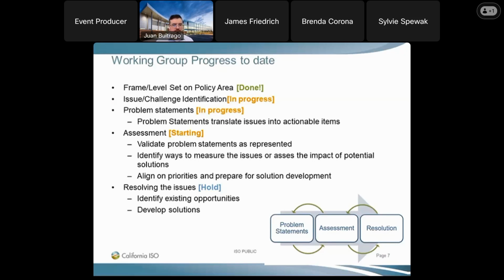which is ultimately the end goal here. So today we're starting the assessment on the CAISO drafted problem statements, but again, I don't want to close the door. You'll see in progress on both issue and challenge identification, as well as the problem statements themselves, that will ultimately lead to the resolving of the issues, identifying existing opportunities to do so, and beginning to talk about those potential solutions. That's further down in the process, but I wanted to show how what we're doing today will inevitably lead us to our end goal. So if we could just move on to the next slide here.